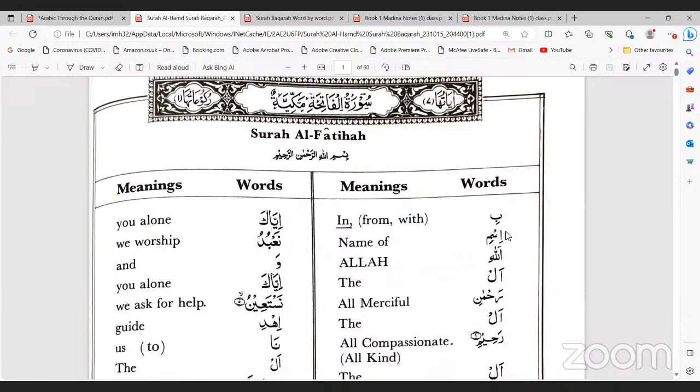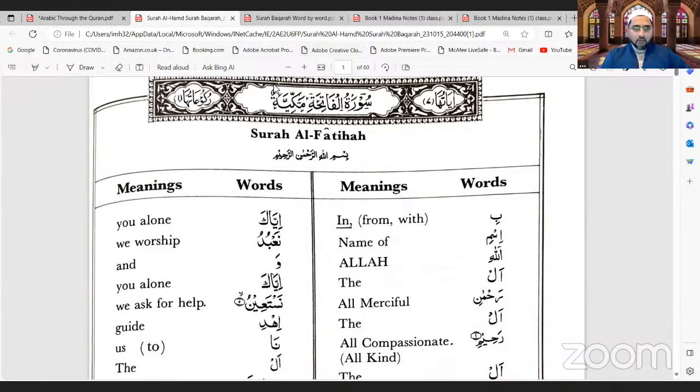this city itself. And this ba is the same ba which has been mentioned in a hadith as well, that everything which you start in this dunya, if you want it to have barakah, start in the name of Bismillahir Rahmanir Rahim.